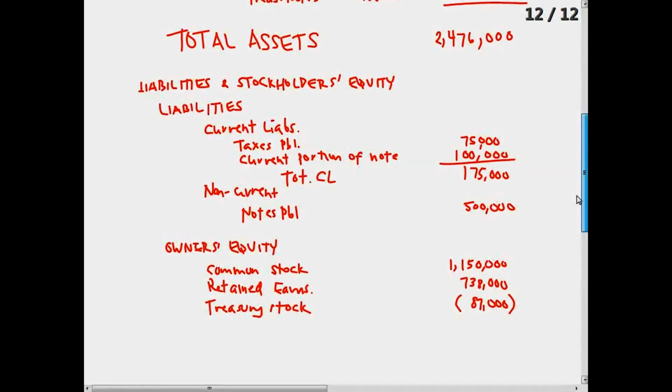Okay. So, is that it? Have we got everything? All right, so what do we have as our total liabilities plus owner's equity? 175 plus 500 plus 1,150,000 plus 738 minus 87. I sincerely hope we have 2,476,000. Do we? Okay.